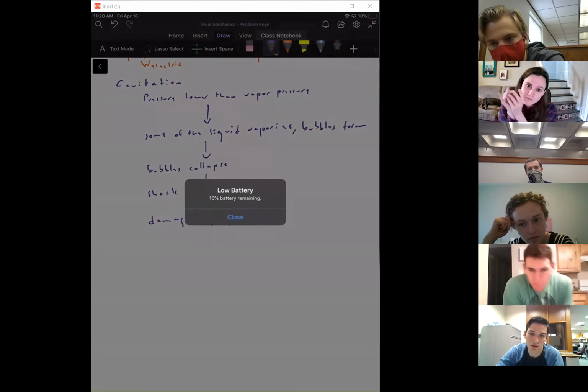And Mara, you're the one who asked about cavitation. Does that make sense? Yeah, that does. I think one of the biggest things is the lower pressure or the lower head we have going into the pump, the more likely there's going to be cavitation inside the pump. And that is why we define the notion of net positive suction head.